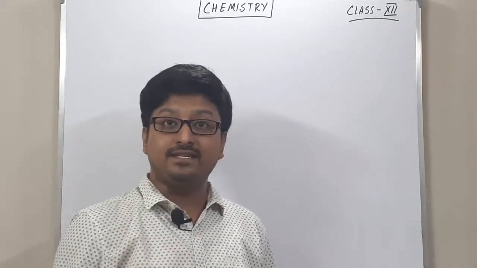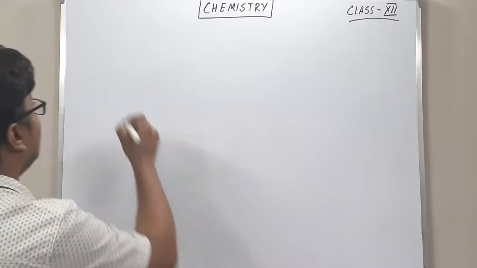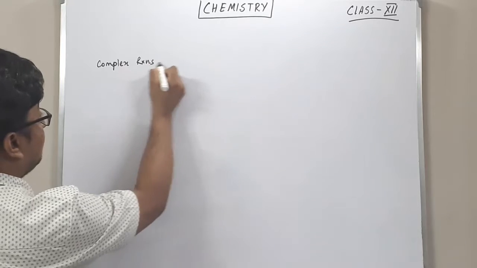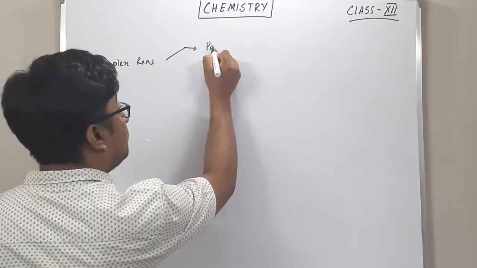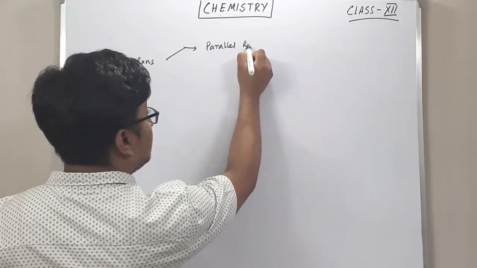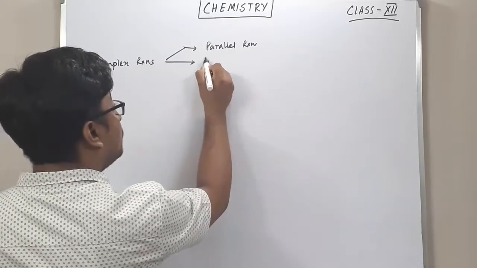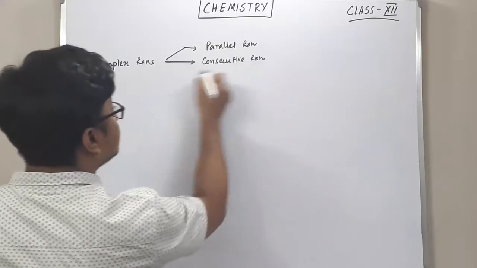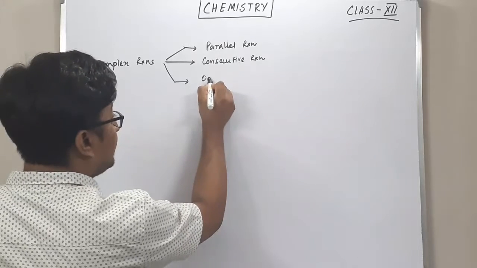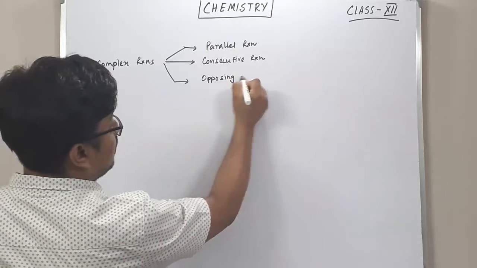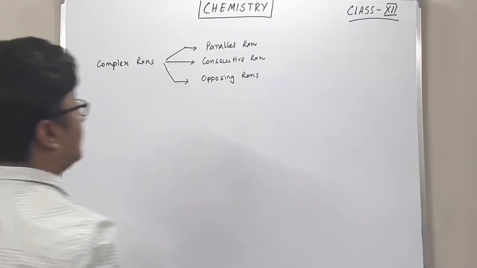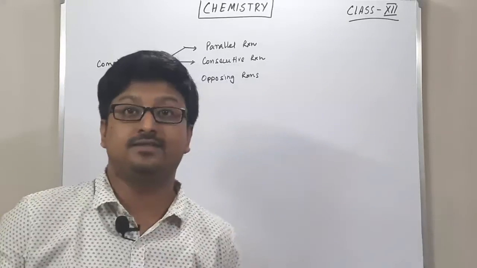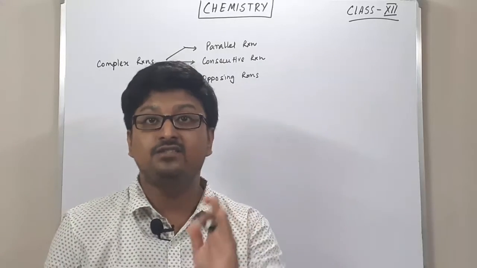Now, the complex reactions are usually three types. Number one, parallel reaction. Number two, consecutive reaction. And number three, opposing reactions. Each of the reactions has its own importance.